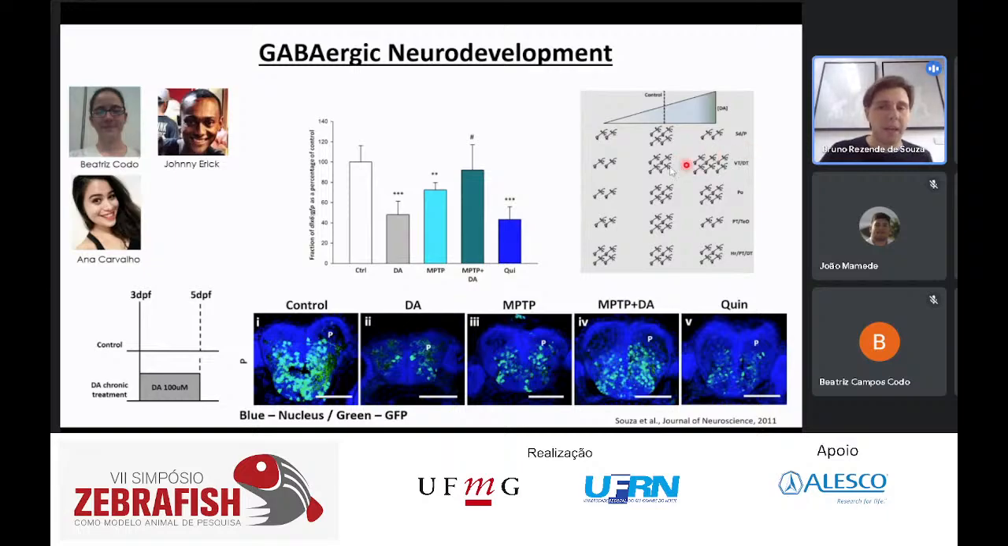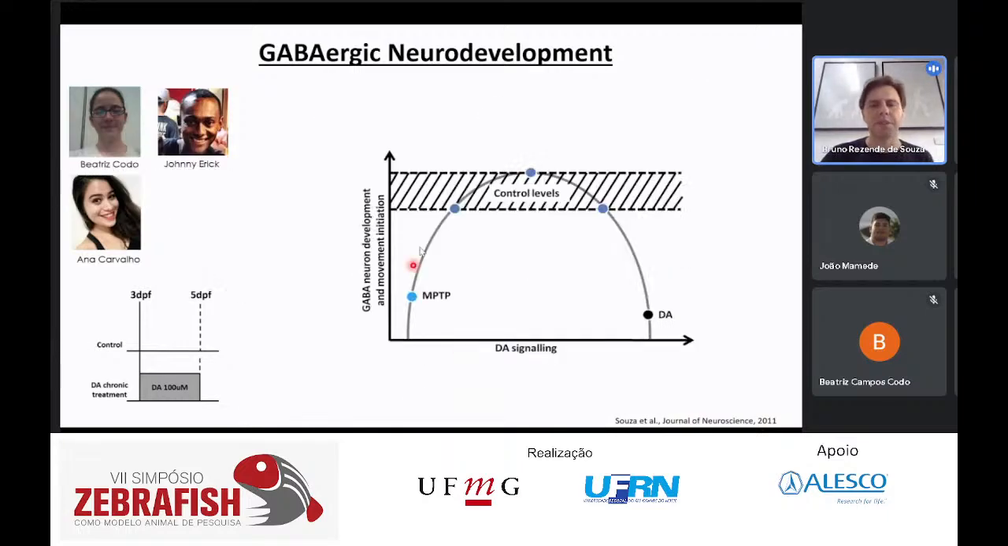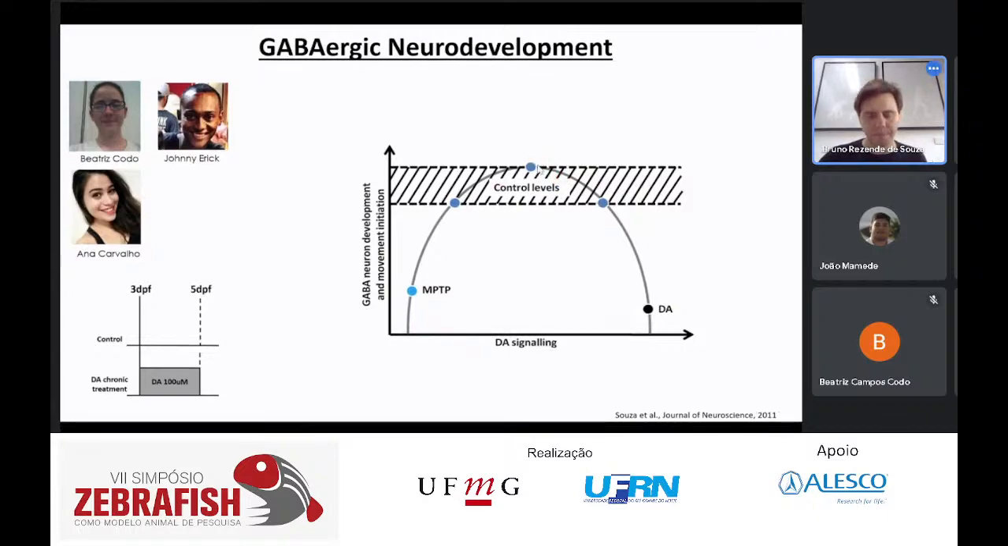But in the thalamus, we have a different response. It's like a linear increase of GABAergic neurons. In the preoptic region, we have a plateau, and in other regions like the pretectum, we don't see alterations at all in the number of GABAergic neurons. So again, what we saw is an inverted U curve with MPTP and dopamine, compared to the control levels.